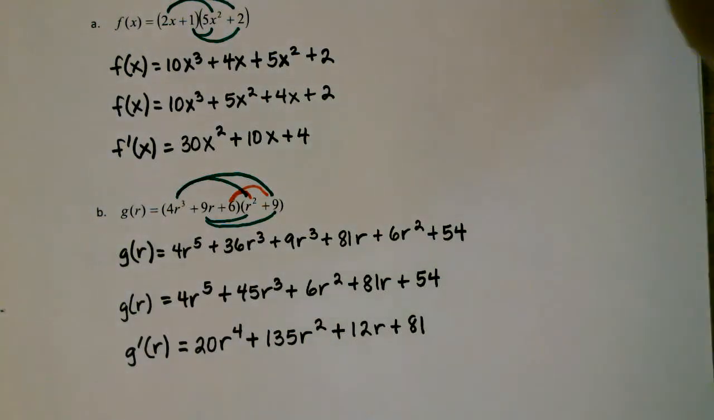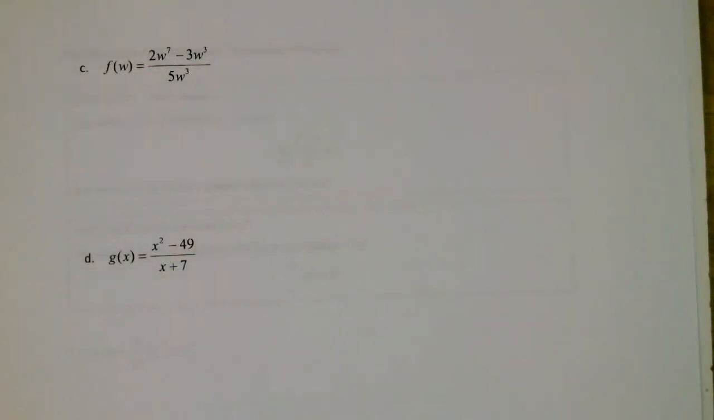All right, next we'll look at part C. Let's say that f of w is equal to 2w to the 7th minus 3w cubed divided by 5w cubed. All right, so let's simplify this function and then take the derivative, okay?